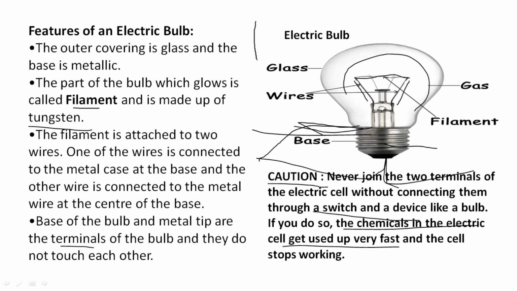So in a cell we have two terminals, one is the positive terminal and the other is the negative terminal. Here we have the cap and here we have the disc. So never join one terminal with the other terminal.